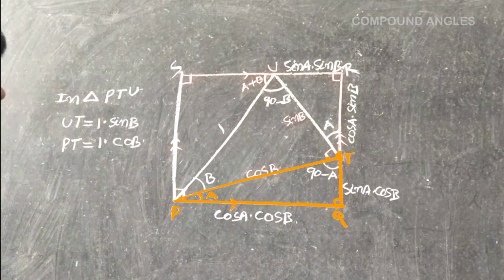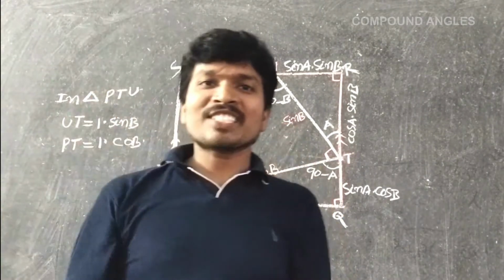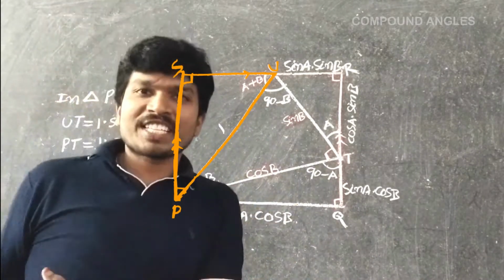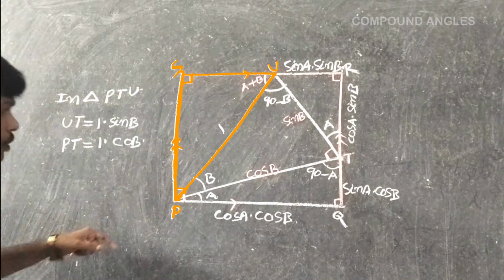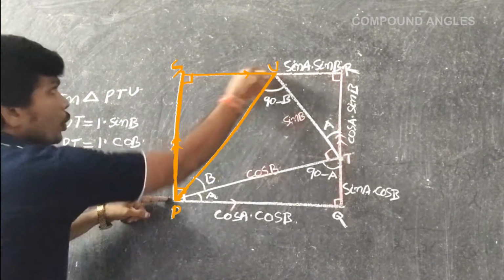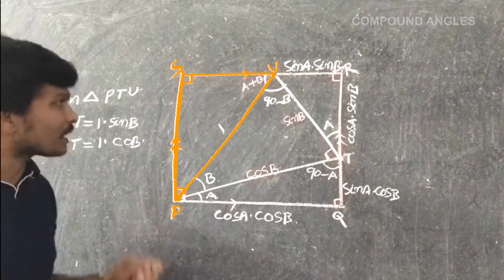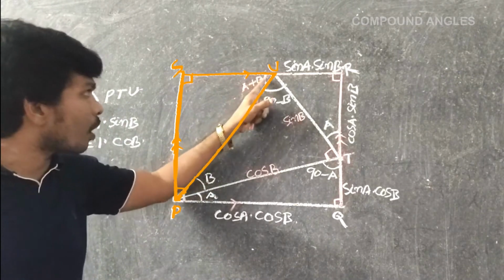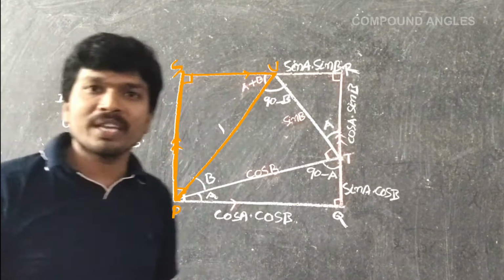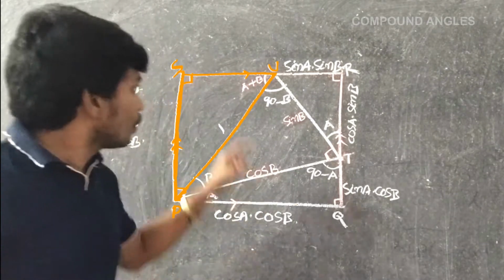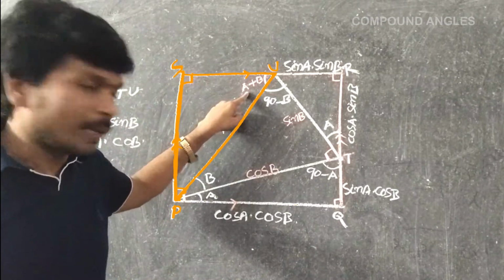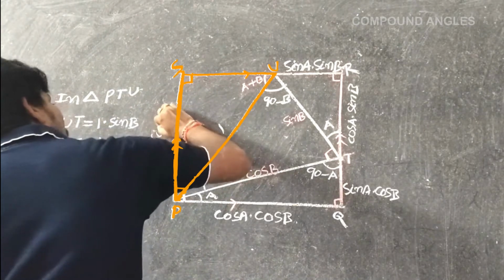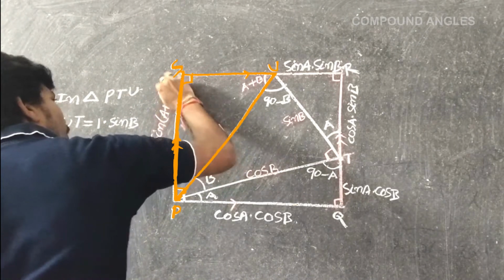Okay, good, excellent. Now, one more triangle we have, the last triangle. Using this triangle, we will finish this problem easily. See, now you observe. What is the triangle name? PUS. In triangle PUS, you have the angle A plus B. Yes or no? What is the opposite side of A plus B? PS. PS is equal to sine of A plus B into hypotenuse. The hypotenuse value is 1. So that's why 1 into sine of A plus B. Again we get sine of A plus B.